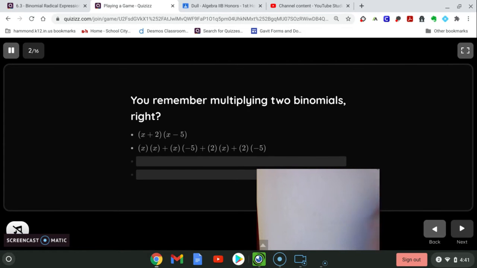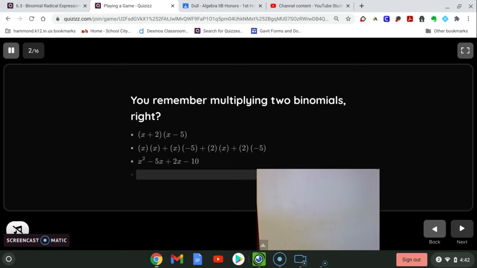We did the distributive property twice. So we took the x from the first binomial and distributed it to the second. So x times x and x times negative 5. And then came back with the 2 from the first binomial and distributed it. 2 times x and 2 times negative 5. So we have four partial products.